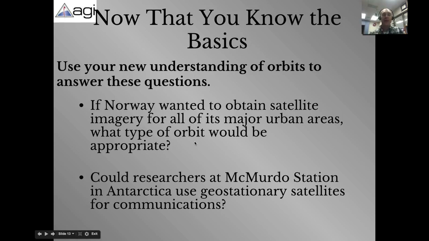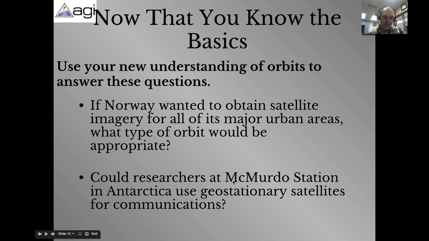So thinking about the Norway one, if you wanted to obtain satellite imagery, you might do some sort of a Molniya orbit or a highly elliptical type orbit so that you are way up in the northern hemisphere a long period of time. For imagery of its major urban areas, you could do polar orbits and just have the Earth pass underneath it. That would be another option.